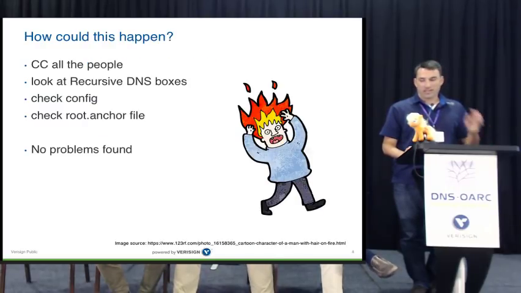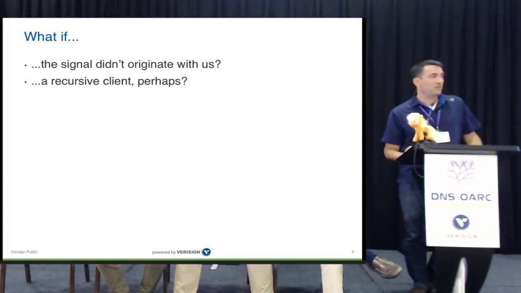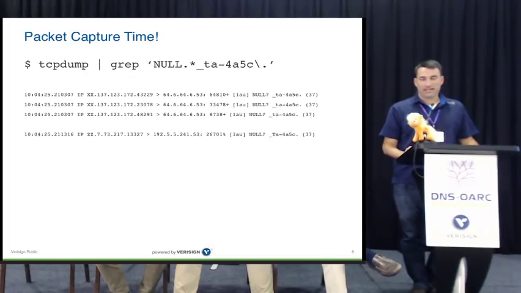What did we do? We were really scared, right? Were we doing something wrong? We started looking at our own servers, checked our configs, checked the trust anchors that were configured. Everything looked okay. And we just couldn't figure out initially what the problem was. So then we started thinking, what else could this be? What if the signal didn't actually originate from us? Could it be something out there that was querying us, and we in turn were sending that signal to the root servers? So, time to packet capture.